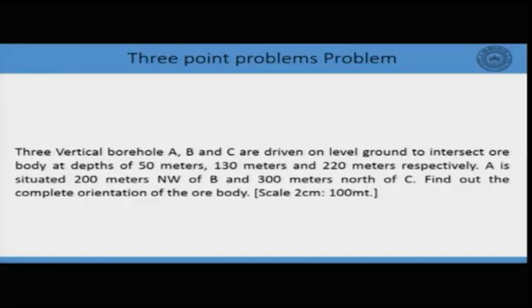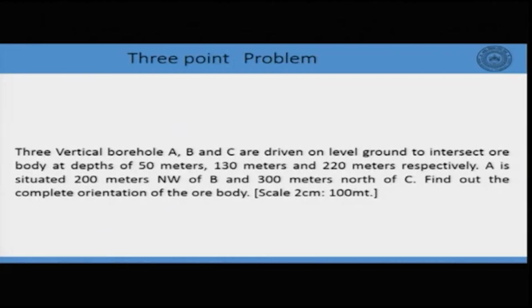Welcome once again to this NPTEL online lecture series on structural geology. So, in this final week we have once again come up with another problem that is called the 3-point problem. In the 3-point problem we have 3 points from which we try to construct the orientation of a bed. So, in this particular problem we have a bed whose orientation we need to determine, that is an ore body, and we have 3 vertical boreholes whose disposition in space we know, and from that information we have to calculate the orientation of the ore body.